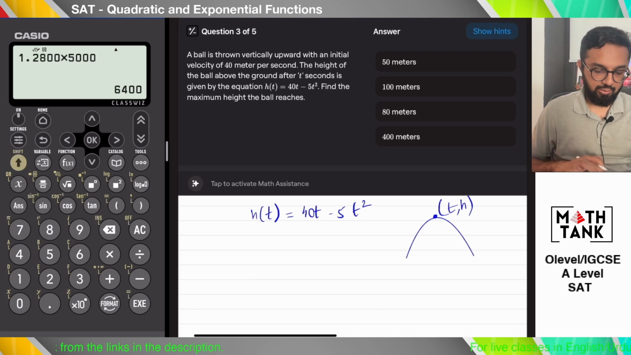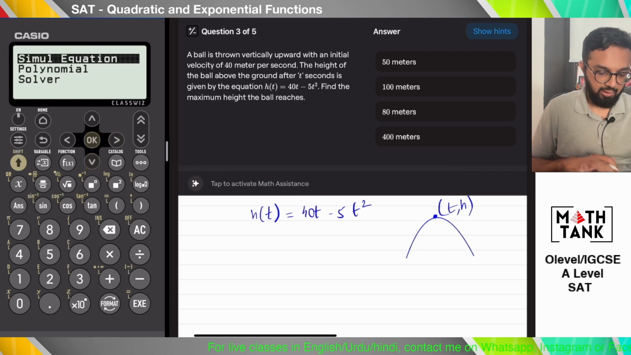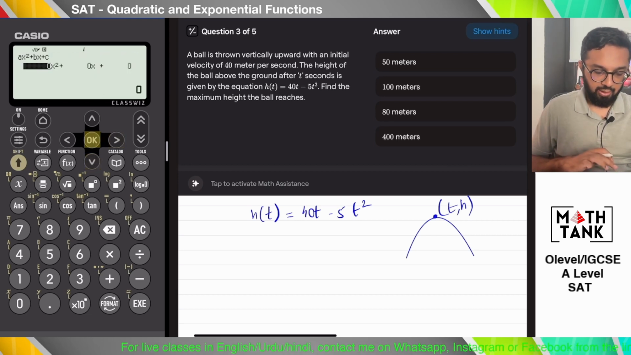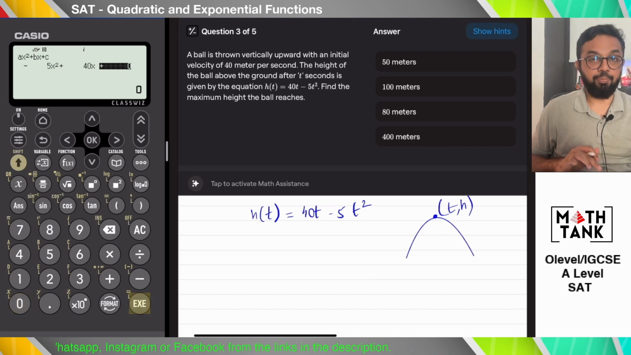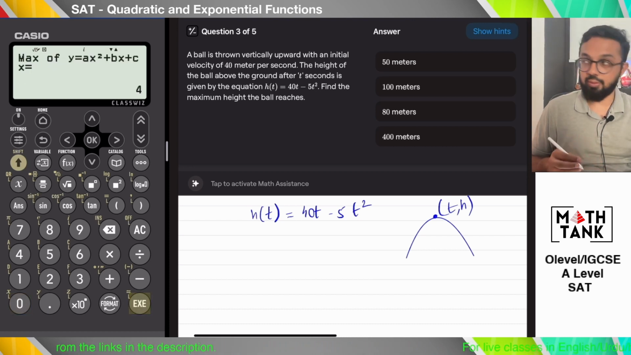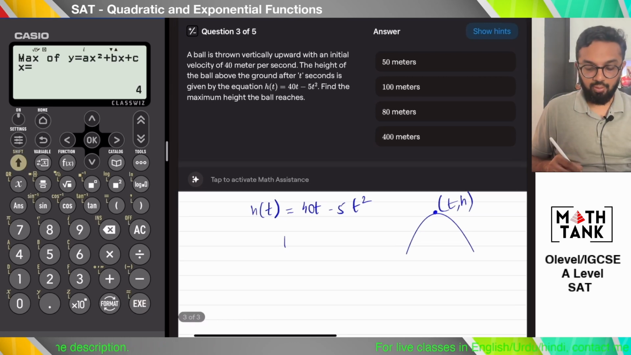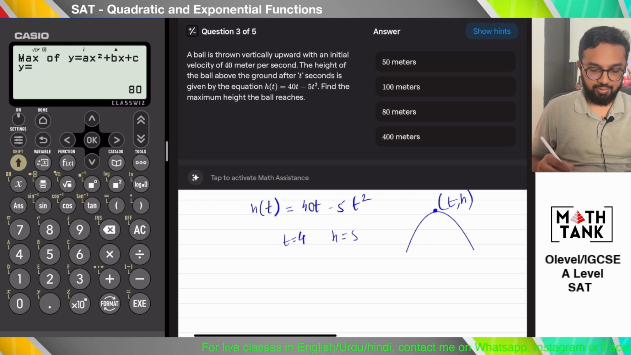How do you calculate the turning points? You can either use the formula or you can use your calculator. My calculator gives me the turning point directly, so I'm just going to do that. x squared has minus 5 as the coefficient, x has 40, and the constant is missing, so 0. So my turning point turns out to be 4, and height comes out as 80.